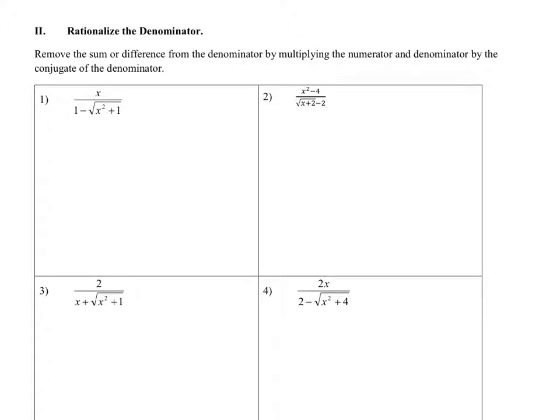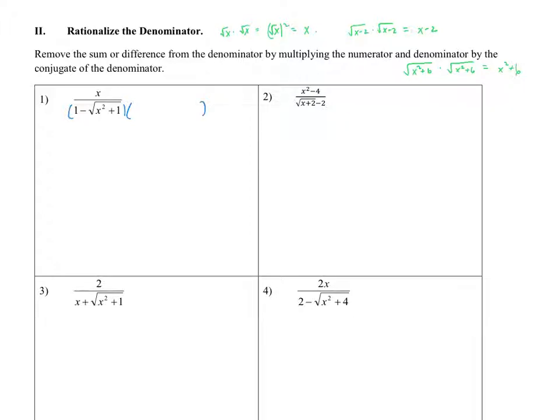For part 2, we're going to rationalize the denominator. The directions tell us to remove the sum or difference from the denominator by multiplying the numerator and the denominator by the conjugate of the denominator. Before we begin, we should remember that root x times root x is root x squared, which is just x. The square root of x minus 2 times the square root of x minus 2 is x minus 2. Another quick example, root x squared plus 6 times root x squared plus 6 is going to be x squared plus 6.